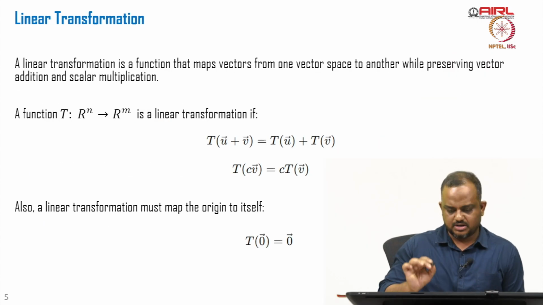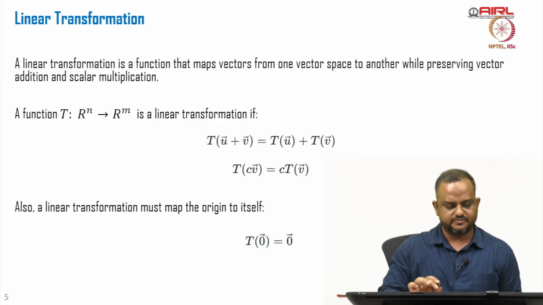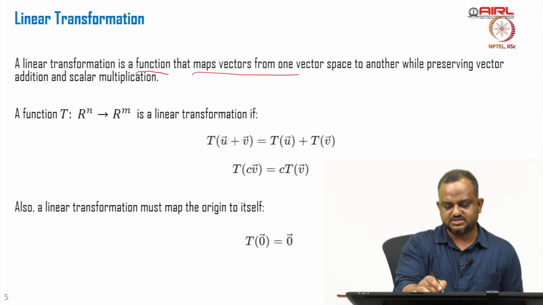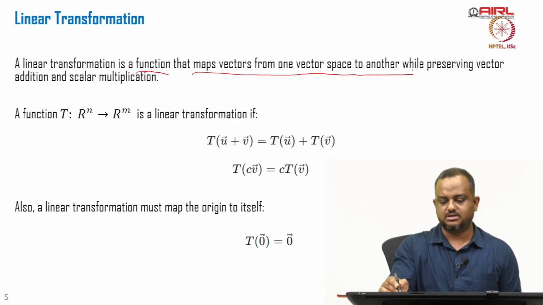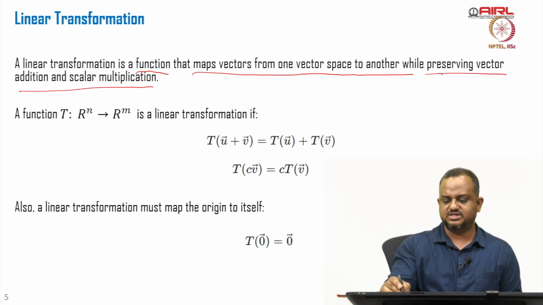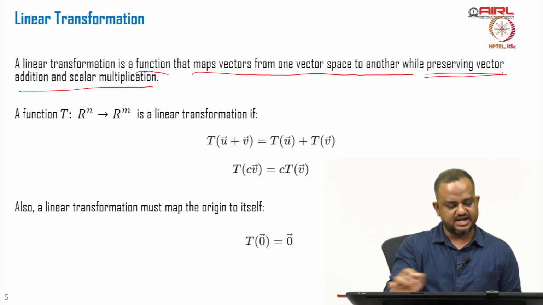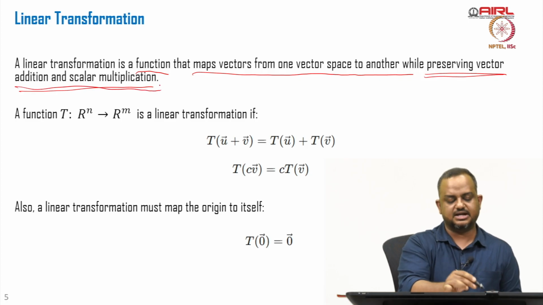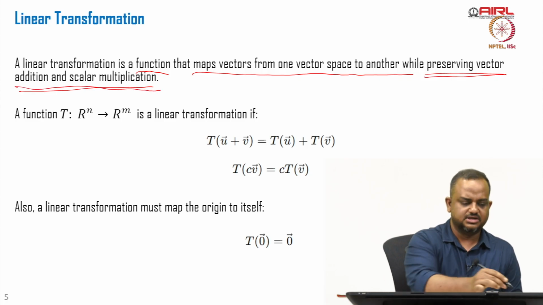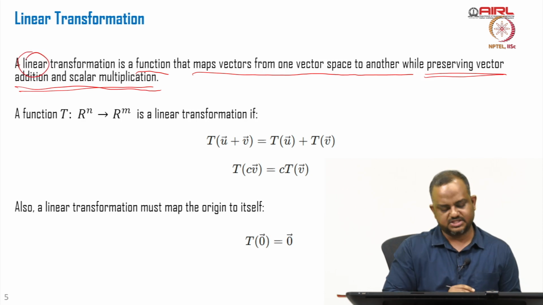Now comes the most important topic of this particular tutorial, that is linear transformation. What is linear transformation? It is a function that maps vectors from one vector space to another while preserving vector addition and scalar multiplication. So this is very important. If the property of vector addition and scalar multiplication are not obeyed by the particular transformation, then it cannot be a linear transformation.